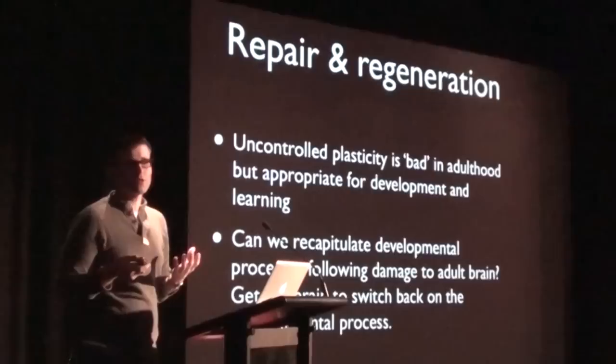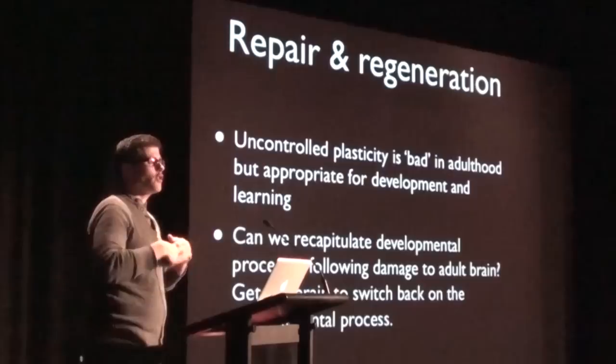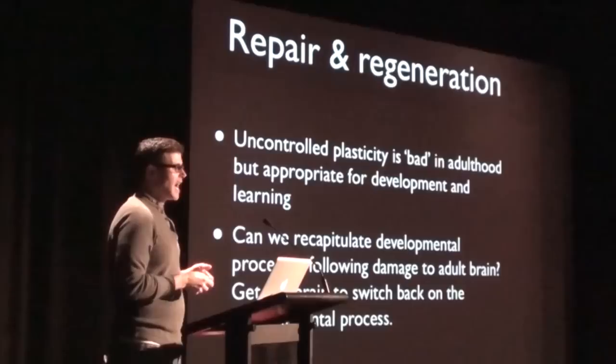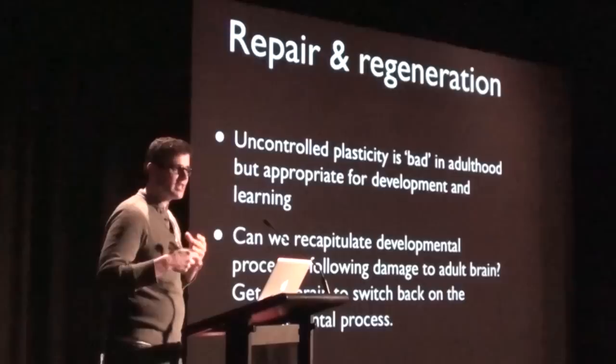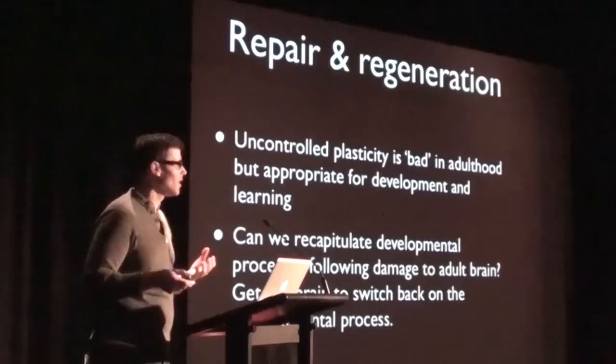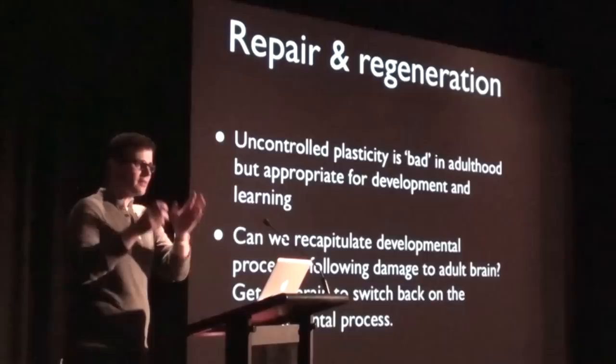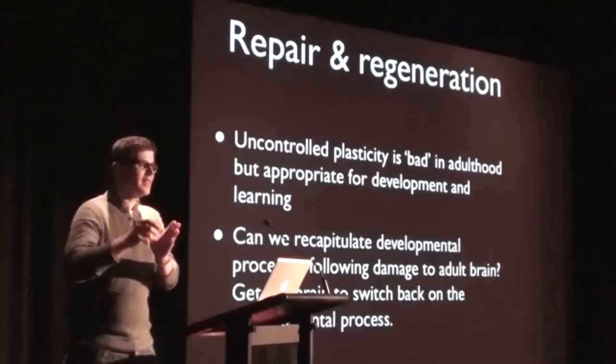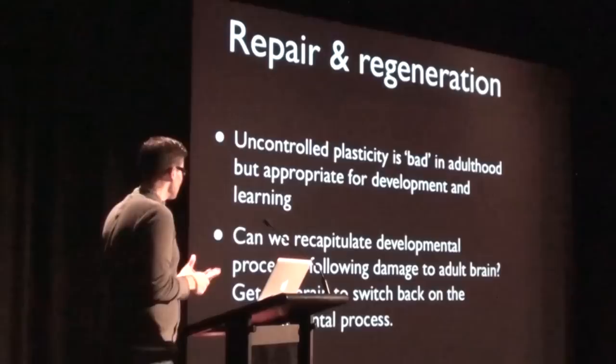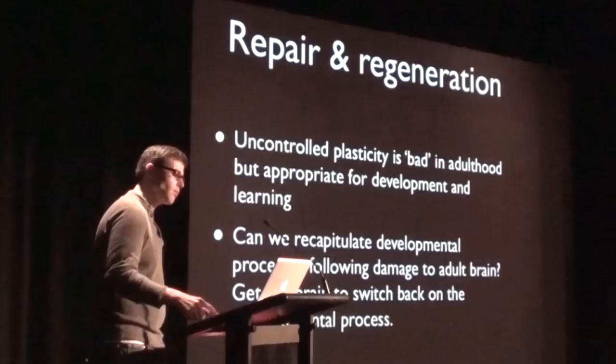We would actually lose memories if connections weren't hardwired, and it's not possible for a complex system to regenerate. We're not an axolotl, where you can chop its limb off and it will regrow within 24 hours. To be a more evolved species has limited our ability to regenerate. But we know that ability exists early in life. So is it possible that we could recapitulate those processes and switch back on the developmental process? That's one of the key areas that I think we should really be focusing on.